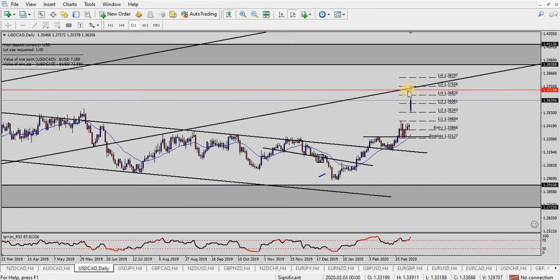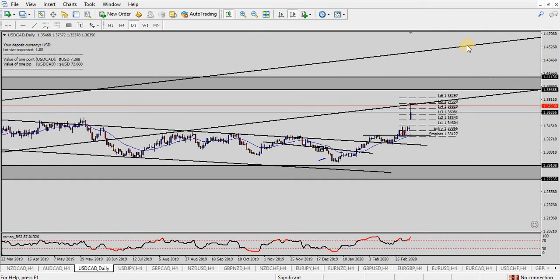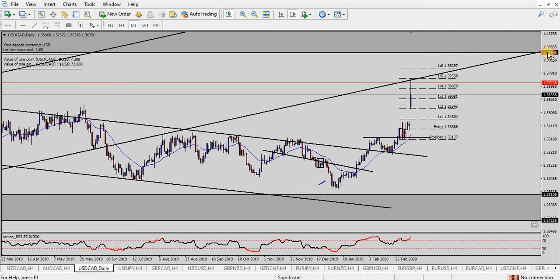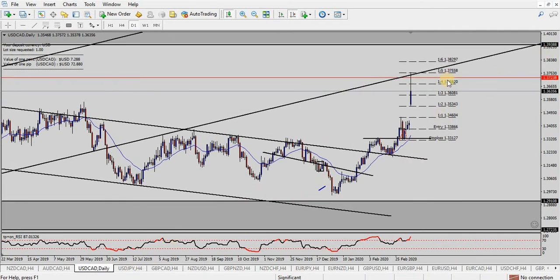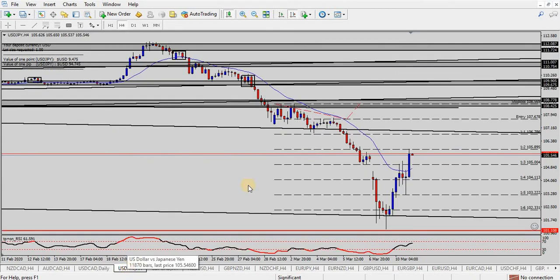So it is possible that the market may push and break this zone right there to come back inside this channel, hit these highs, because right here is resistance, pull back and then respect the lows of that channel, and then continue to the highs right there. So that is a possibility on USD CAD, or it can pull back to these lows right here. So let's move on to USD JPY.